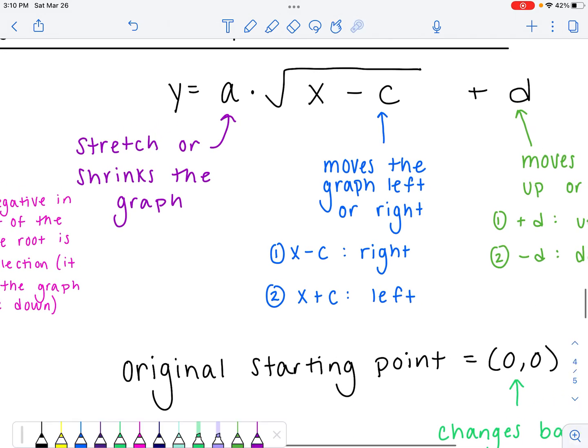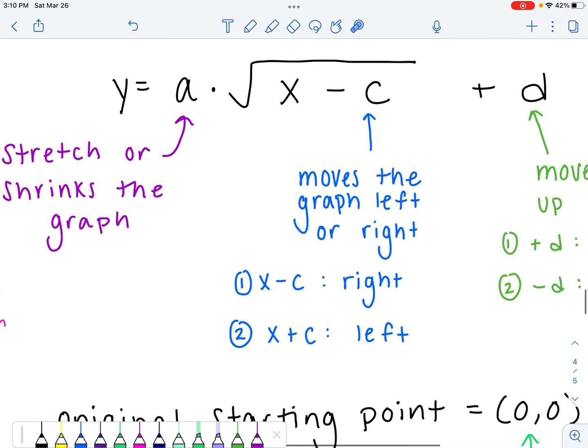Now when you move inside the square root here, x minus c, so x minus a number, that value c moves the graph either left or right depending on its sign. So we have two options. It can move right or left. If it looks like x minus c, that's going to move the graph right. If it looks like x plus c on the inside of the square root, that's going to move it to the left. It's always going to move opposite of the way it appears.